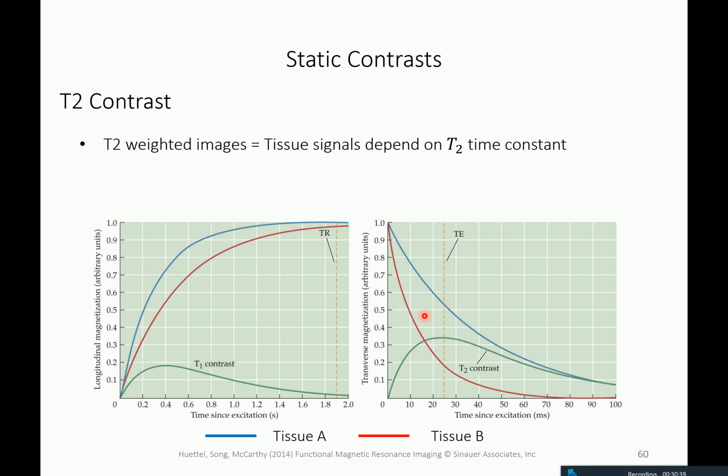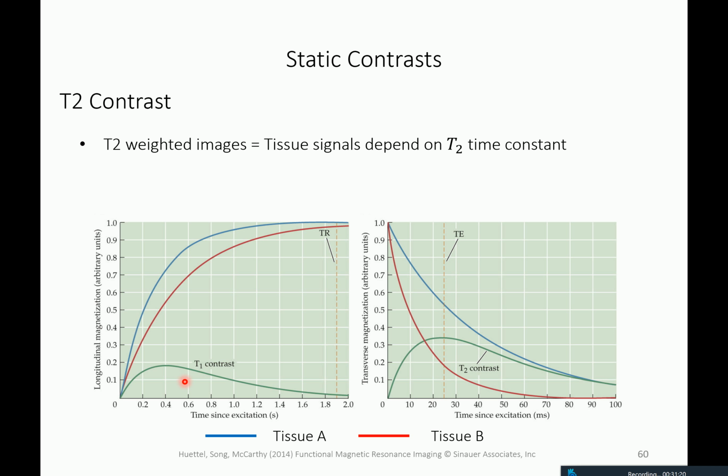Yeah, because they're decaying at different velocities, and in the end, everything will decay, so they get closer to each other. So you can choose an intermediate TE, and the TR you would choose kind of long, because you need full T1 recovery, and you want to start the graph on the right from the very beginning, from the highest level. Yeah, exactly. So you want to minimize the effect of T1 contrast.